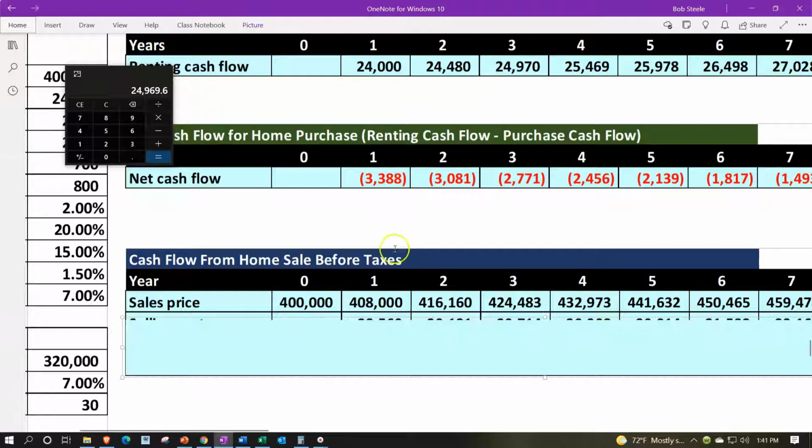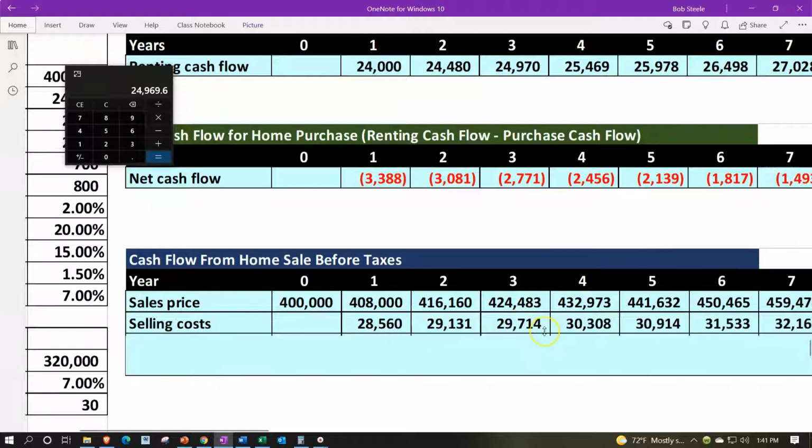It's cash flow that we can assume if we decide to sell the home at each one of these individual years. So in other words, if I sold it in year one, I can sell it for $408,000, we're assuming, because the home value is going up from $400,000 by 2% to $408,000, $416,160 if I sell it in year two, $424,483 if I sell it in year three, $432,973 if I sell it in year four, and so on.